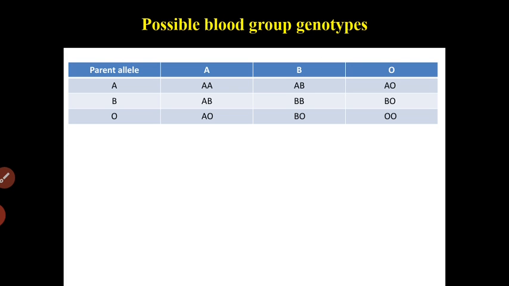See, now possible blood group genotypes. These are the genotypes. Parent allele, you can see this row, vertically and horizontally, A, B, O, A, B, O. Now, their cross will form some genotypes. So, AA cross will form AA genotype, AB will form AB, AO will form AO. In the same manner, BA will form AB genotype, BB will form BB genotype, and BO will form BO genotype. Next, OA will form AO genotype, OB will form BO genotype, and OO will form OO genotype.